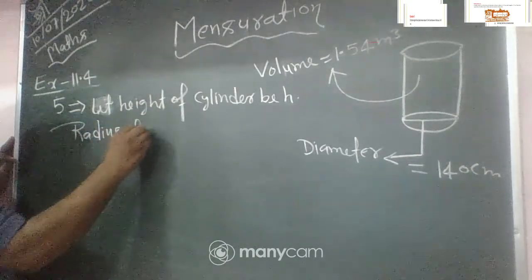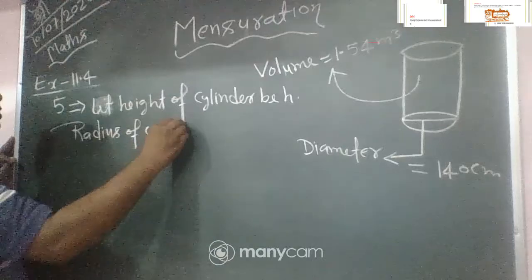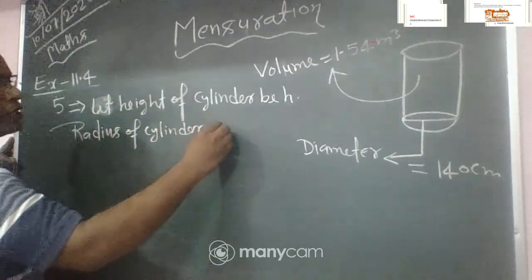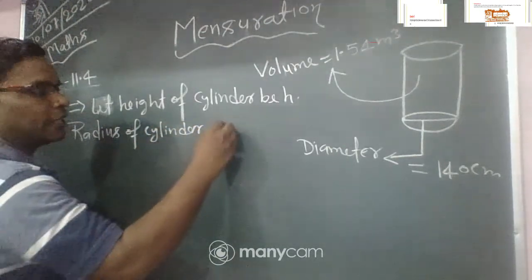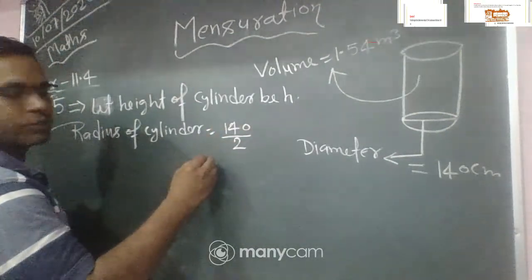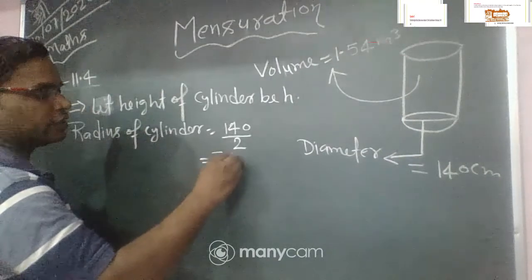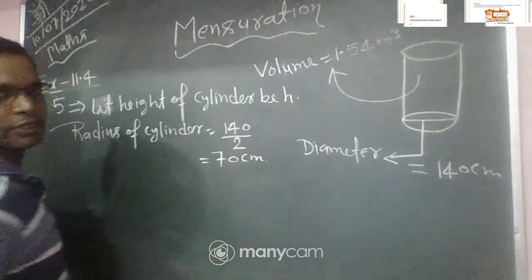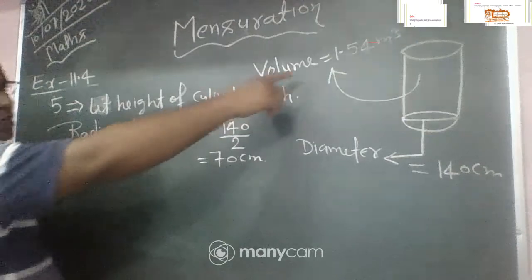Radius of a cylinder is equal to diameter by 2. So here the diameter is given, 140 centimeters, divided by 2. So this is equal to 70 centimeters. Okay.